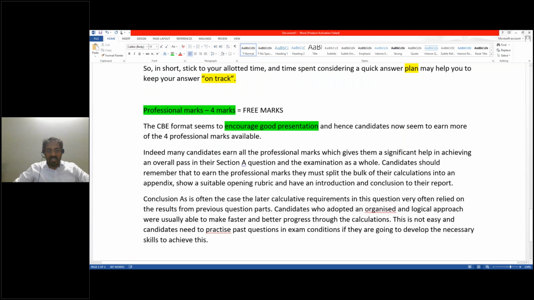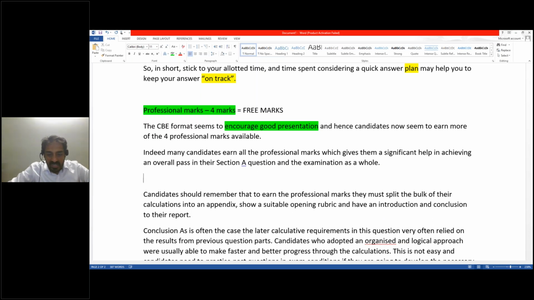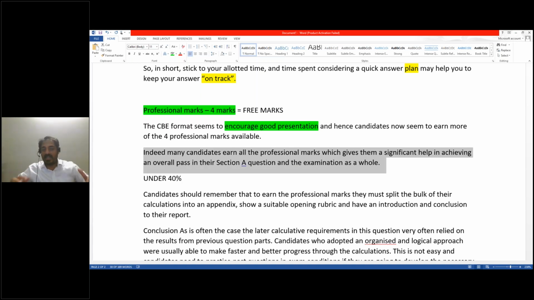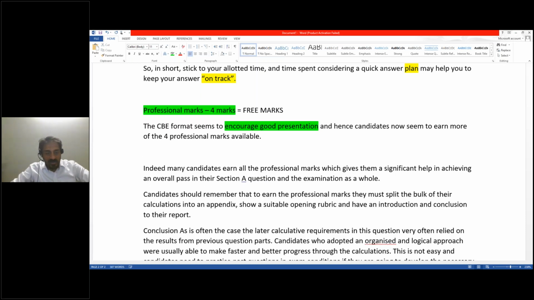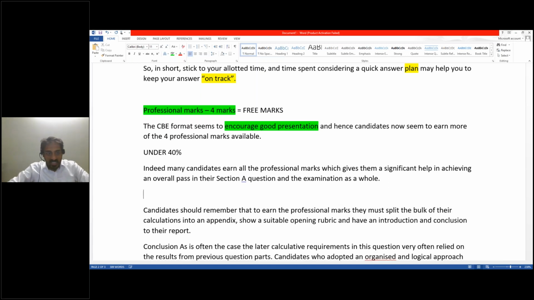Indeed, many candidates earn all the marks, which gives significant help in achieving the overall pass in their Section A examination hall. This means that if we want to be under 40%, because here are the examiner's wordings for those students who qualify the exam, if you want to be under 40%, you have to learn how to get the professional marks. Candidates should remember that to earn professional marks, they must split the bulk of their calculation into an appendix. Okay, sir, how? These are the questions. How?